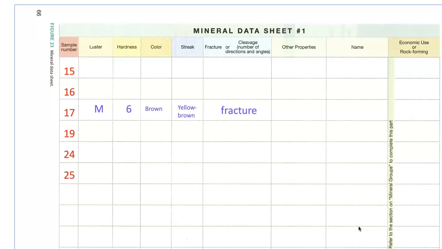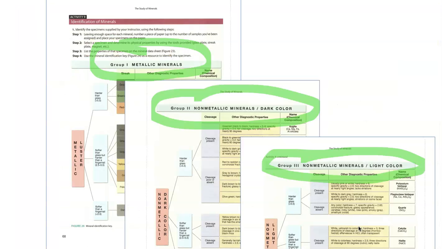There is no cleavage in this mineral, so we're going to say fracture. And we don't really have any particular other property. The mineral is limonite, and it is an iron ore. So the economic use of this particular mineral is for the iron. So let's go on to group 2.